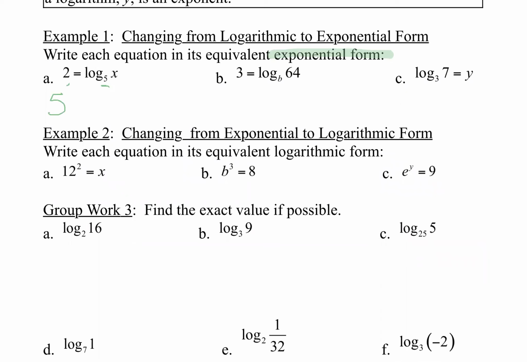The 5 becomes the base, the 2 is the exponent, and then we have it equaling x. So it becomes 5 squared equals x, and now we know that x is 25 if we needed it. Coming over here, it would be b cubed equals 64, and we could solve for that if we needed to. It's 4. And then this last one would be 3 to the y equals 7. That one would be slightly harder to solve for, but we weren't asked to do it.